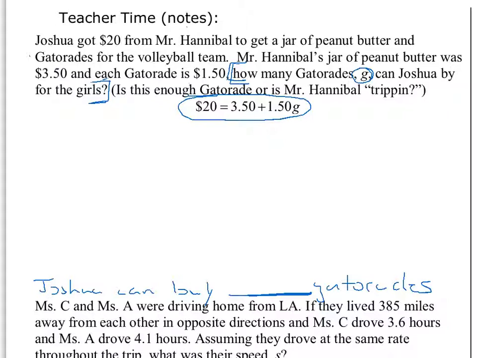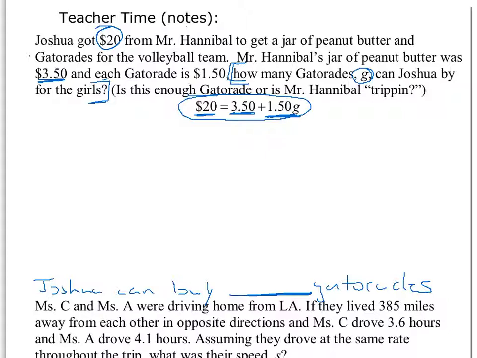If we're curious, $20 is the total amount, and that comes from 1 peanut butter, the $3.50, added to $1.50 times the number of Gatorades. That's where the equation comes from. We don't need to know that to solve this problem, because we're given the equation. So all we have to do here is solve the equation. What's the first thing that I need to do to solve this equation?